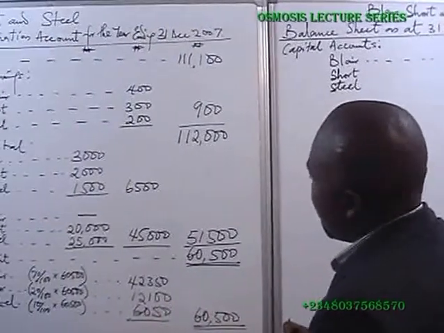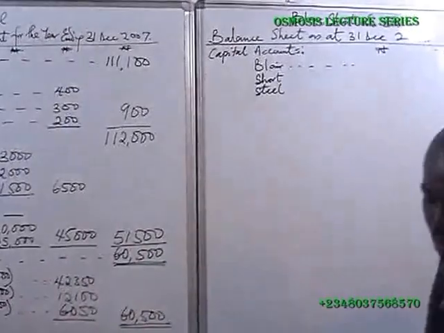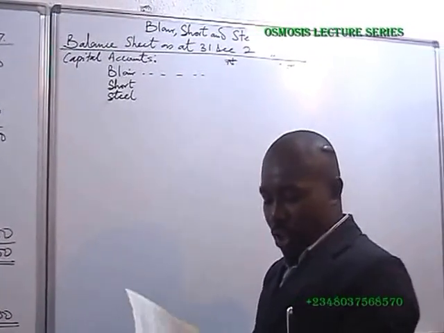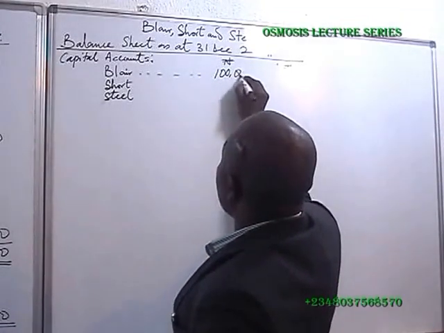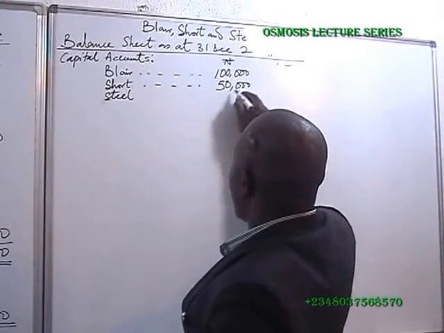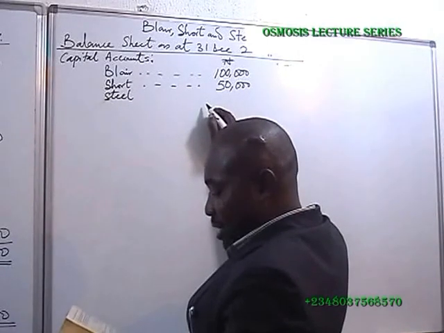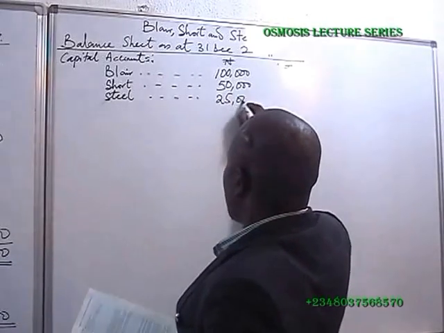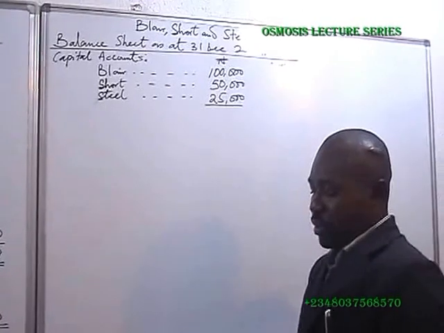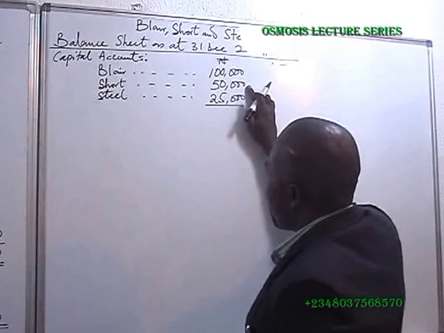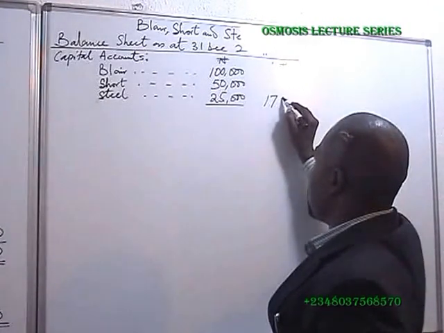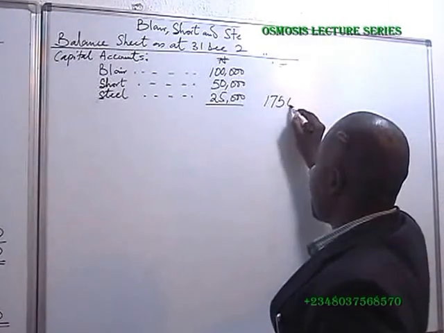We did not state it here in any way, so we'll go back to the question. Capital account balance: Blair is 100,000. Blair is what? 100,000. Short has 50,000. Short contributed 50,000, Blair contributed 100,000, and Steele contributed 25,000, all in naira. Now, what if you add all of them together? We are going to have 100,000 plus 50,000 is 150,000, plus 25,000 is 175,000. So the capital contributed by the partners amounts to 175,000 naira.